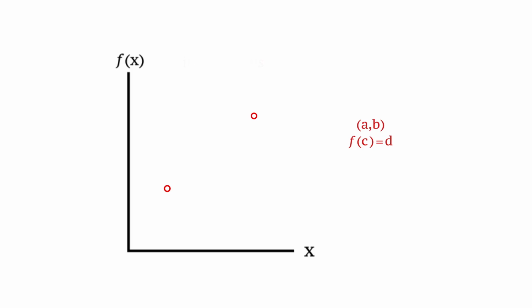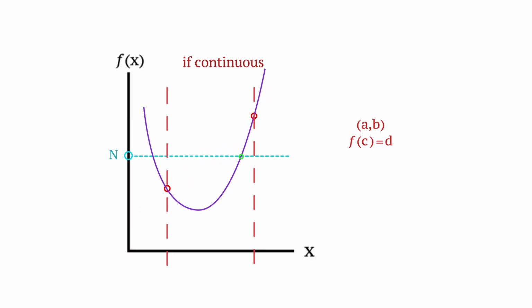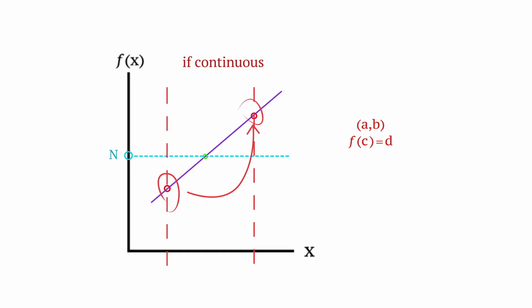IVT only applies to continuous functions over the given interval and allows you to conclude that for any y value between these points, the function must cross it at least once between the x values of these points. This is true for any kind of continuous graph you can think of. It doesn't even have to be differentiable, because with a continuous function, you can't get from this point to this one without crossing all the y values in between.